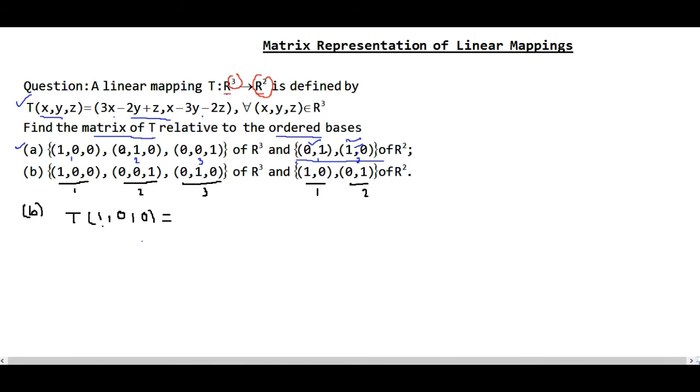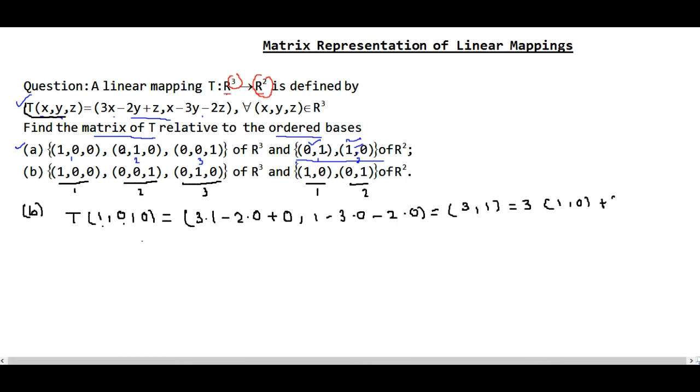What we are going to do first is express T of the first vector. The first vector is T of 1 0 0. So here x is 1, y is 0, z is 0. Put this in the formula. Here we get 3 of 1 minus 2 of 0 plus z, which is 0, comma 1 minus 3 of 0 minus 2 of 0. After the calculation we get 3 comma 1. Now try to express 3 comma 1 as a combination of these two vectors.